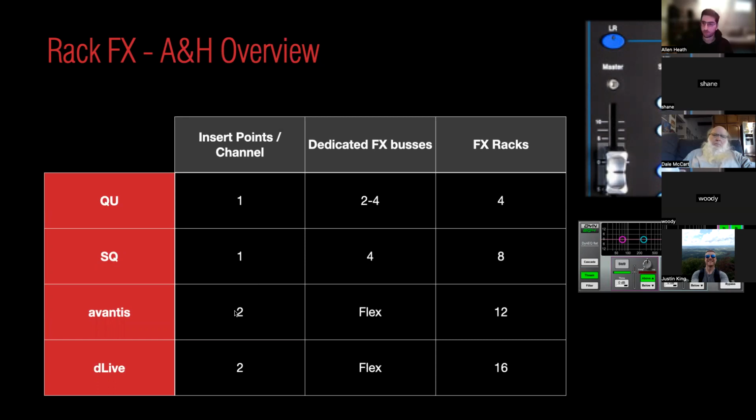You have 2 insert points per channel. I wrote flex here because on Avantis and DLive, the way the buses work is that they're not specific, like you have this many auxes, this many groups, this many effects buses. You just have a total amount of buses to work with, and you can allocate those as you need. So it really depends on how your bus configuration is set up and how many you have allocated specifically to effects buses. So with Avantis, you have 42 total buses. With DLive, you have 64 total buses, and you can have as many of those be effects buses as you want. But of course, it would be kind of silly to exceed the total amount of effects racks you have.